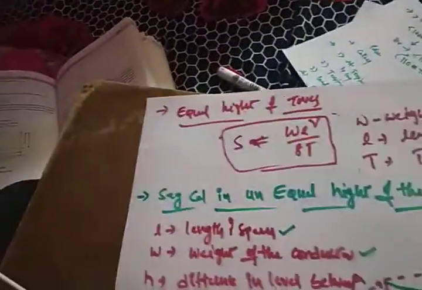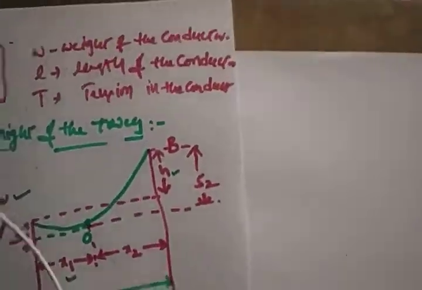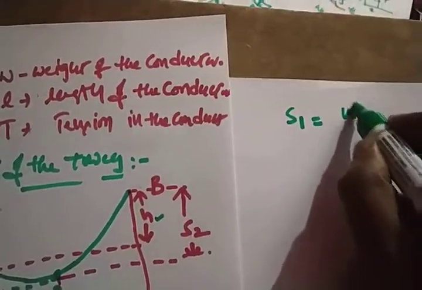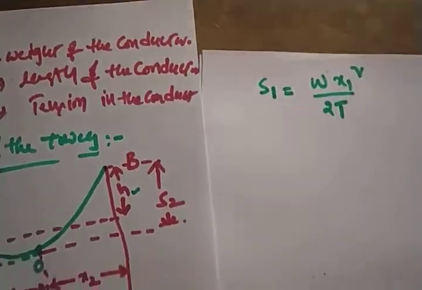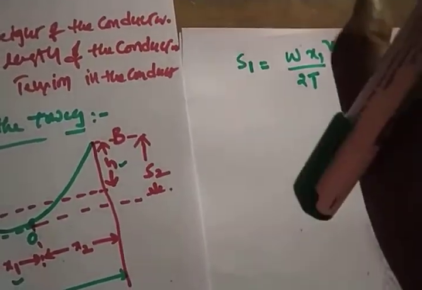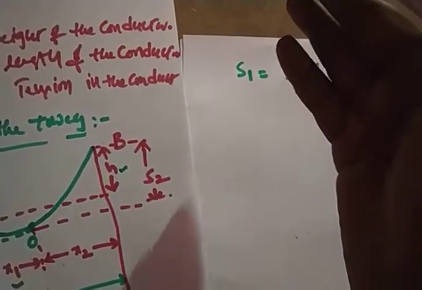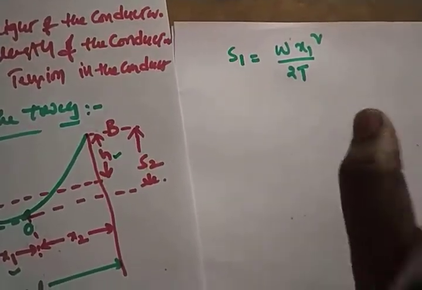Now you will know the formula, right? So what is that formula? What is the S1 here? You know that S1 is equal to W x1 square by 2T. Here x is not L by 2, that's why I'm using x1. In the last session, in place of x you put L by 2, and from that you get W L square by 8T. But this is not x equal to L by 2.